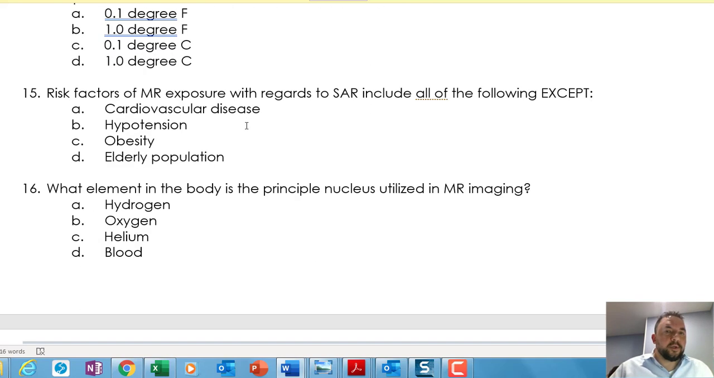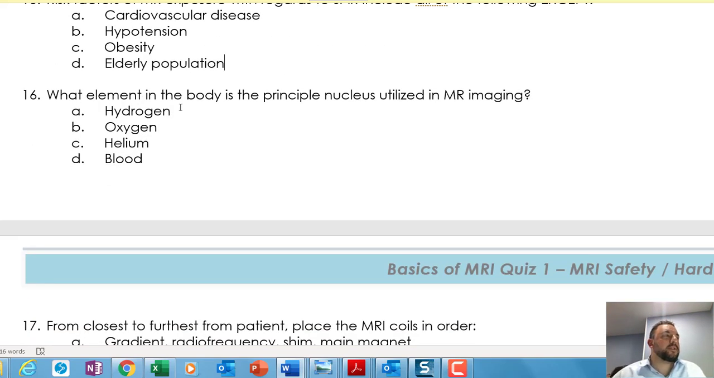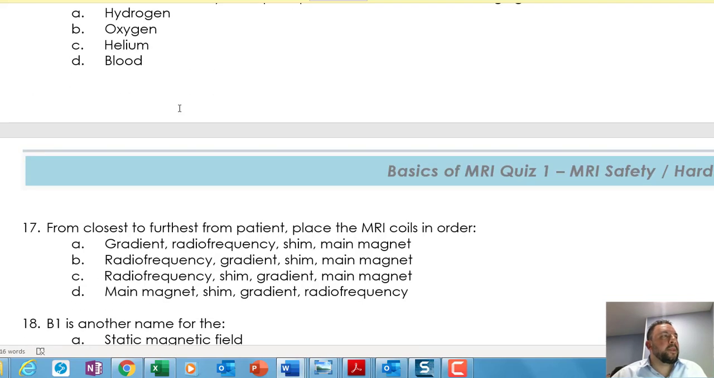Risk factors for MR exposure of SAR include all the following except for hypotension, low blood pressure. Not a risk factor. High blood pressure is. What element in the body is a principal nucleus utilized in MR imaging? Always hydrogen. We chase everything having to do with hydrogen, especially water and fat.